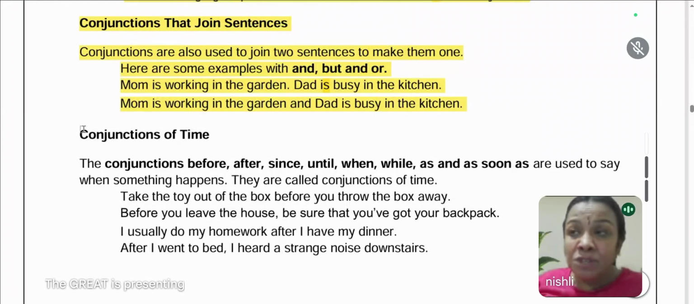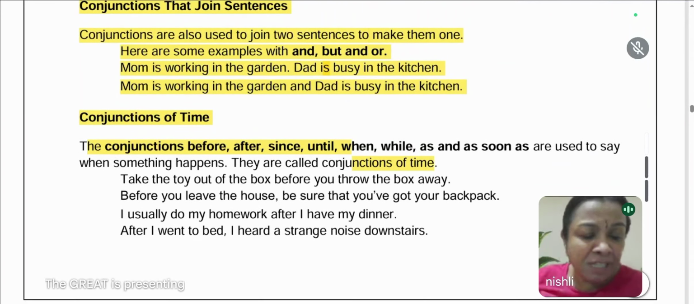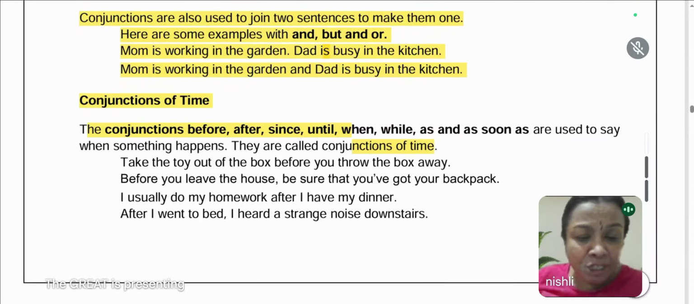I will be visiting you and your parents. I will be visiting you and your parents means two people are involved. I will be visiting you and your parents when I come to Chennai. So you and your parents, two people, two sets of people. So you have to use the word and. Conjunctions of time, the conjunctions before, after, since, until, when, while, as, and as soon as are used to say when something happens. They are called conjunctions of time.